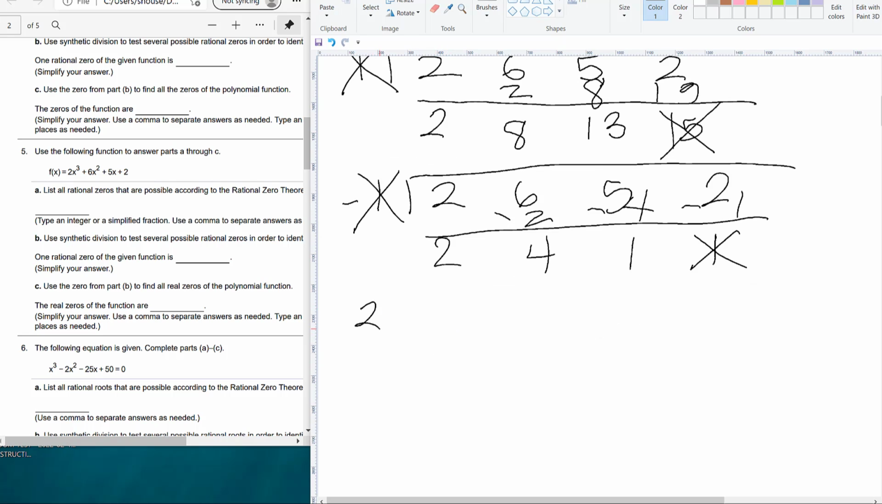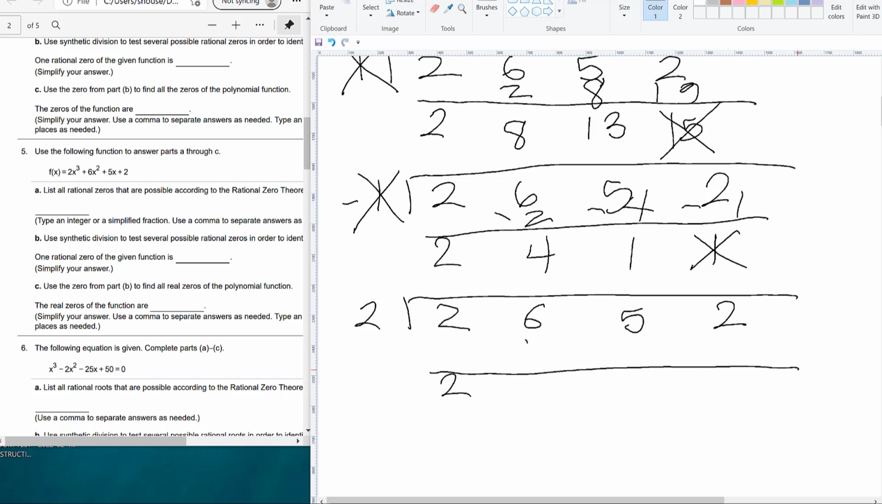Divide by the next one, +2. And you can go in any order you like. I usually just go in order from smallest to largest. On the inside, 2, 6, 5, and 2. The 2 drops down. Then I multiply. 2 times 2 is 4. 6 and 4 is 10. 2 times 10 is 20. 20 and 5 is 25. 2 times 25 is 50. 2 and 50 is 52. That's not 0, so that's not a 0 of the function.